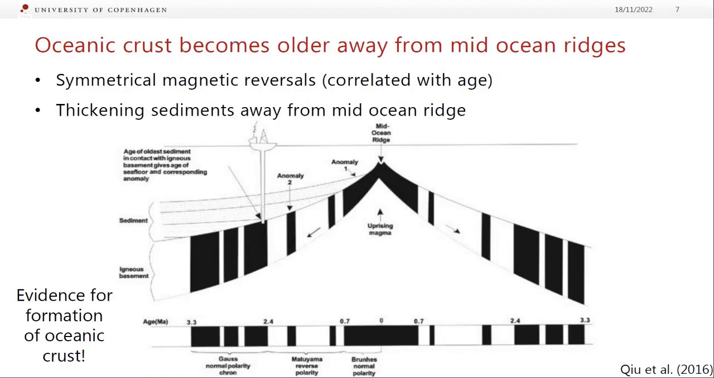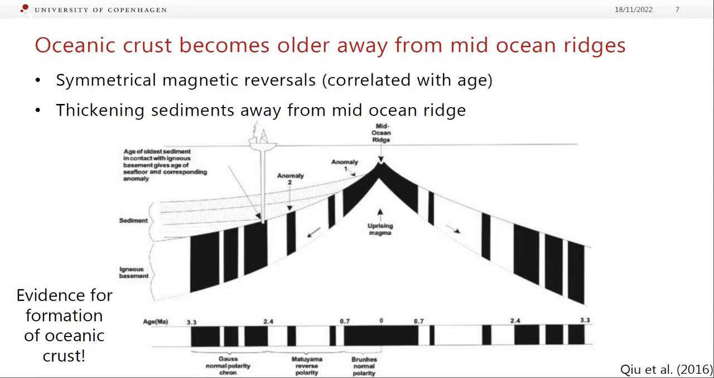Okay. Oceanic crust, as I mentioned briefly before, is very young at the ridge center, and it becomes older away from the mid-ocean ridges. Probably the most obvious and basic way we can see this is that the sediments get thicker away from the mid-ocean ridge. At the ridge itself, there's virtually no sediment. As you move away, there's more and more sediment. That means it's been depositing for longer.